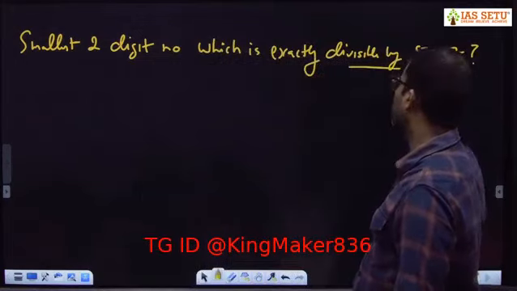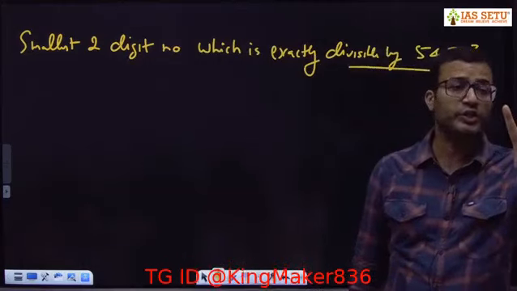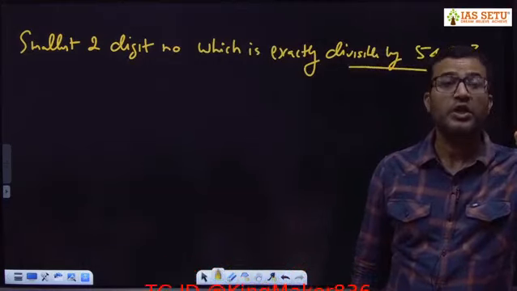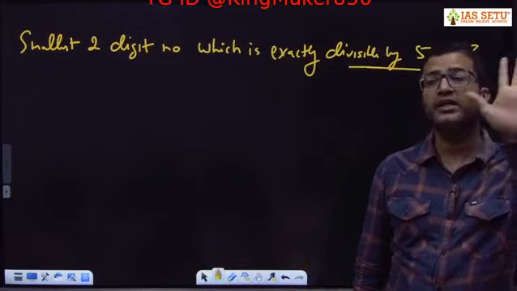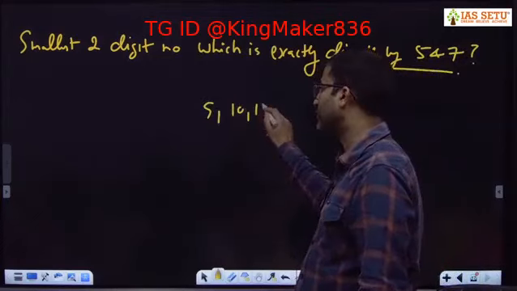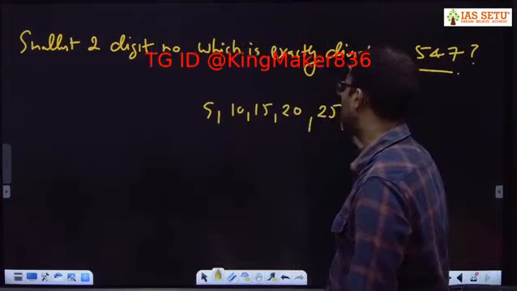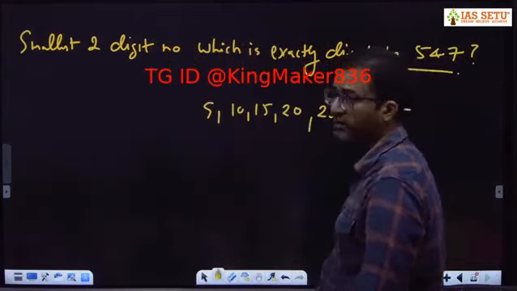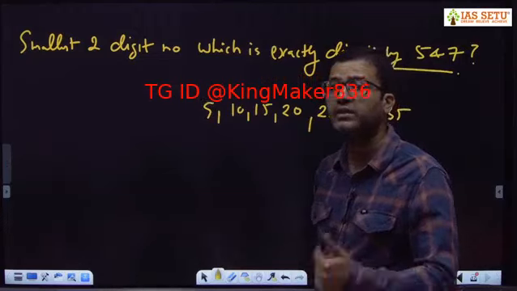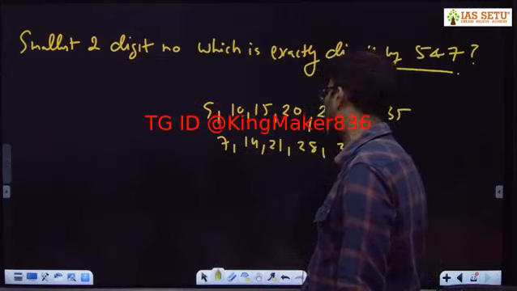What numbers are divisible by 5? Is 1 divisible by 5? Yes or no? No. Is 2 divisible by 5? Is 5 divisible by 5? Yes. Is 10 divisible by 5? Yes. Is 15 divisible by 5? Yes. Is 20 divisible by 5? Yes. Is 25 divisible by 5? Yes. 30, 35 are divisible by 5. Similarly, what are the numbers divisible by 7? 7, 14, 21, 28, 35.